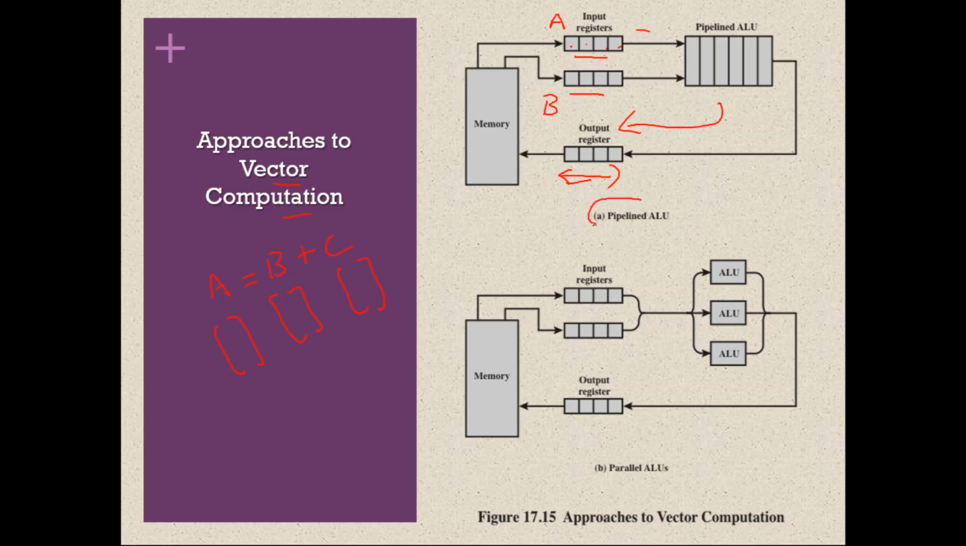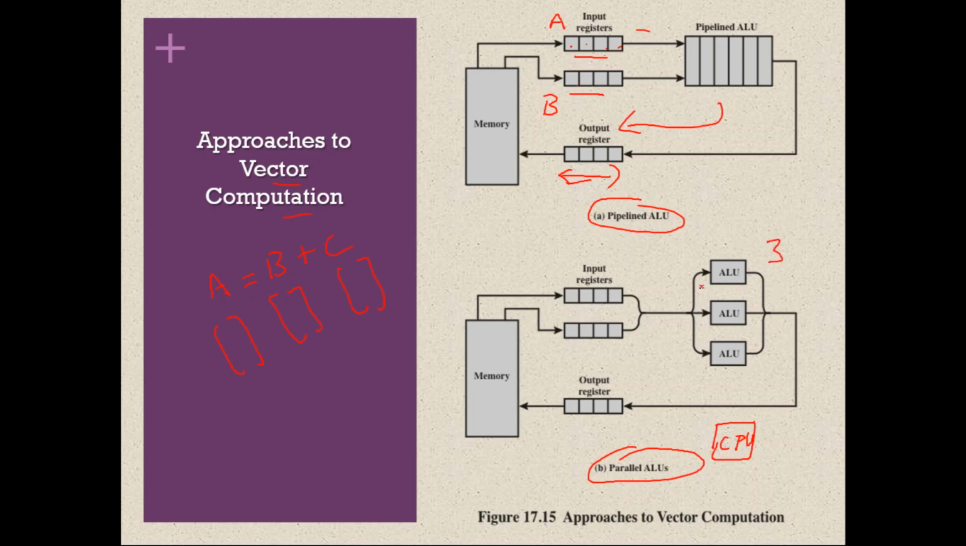So this approach is called a pipelined ALU. The next approach is called a parallel ALU. In parallel ALUs, you have more than one arithmetic logic unit. There is only one processor. The system has only one CPU, but there is more than one arithmetic logic unit. So now you can really perform more than one operation in parallel. If you have 3 ALUs, you can perform 3 operations in parallel.